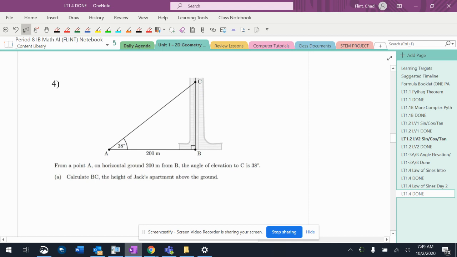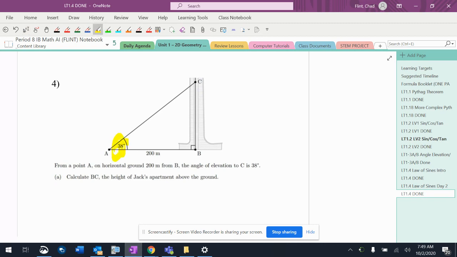So I threw a couple of these in here because I want to show you that you can actually do some of these problems with the law of sines instead of using sine, cosine, or tangent. And the reason I want to do this is because you don't get sine, cosine, and tangent on the formula sheet, but you get the law of sines. So even these right triangles, this will work for.